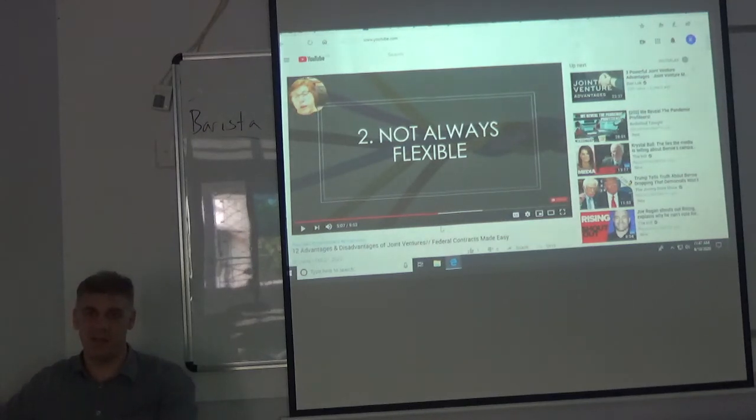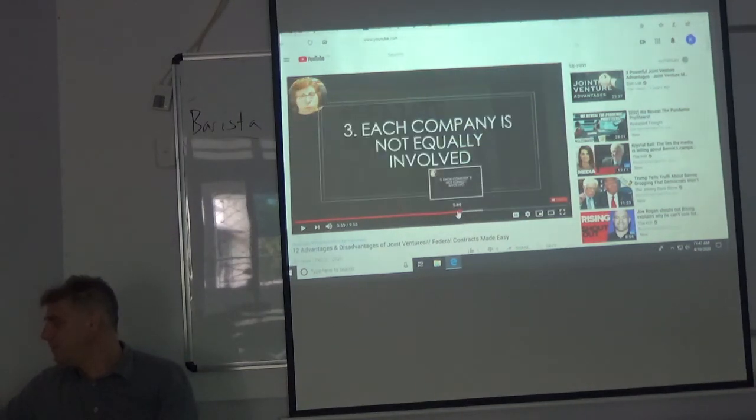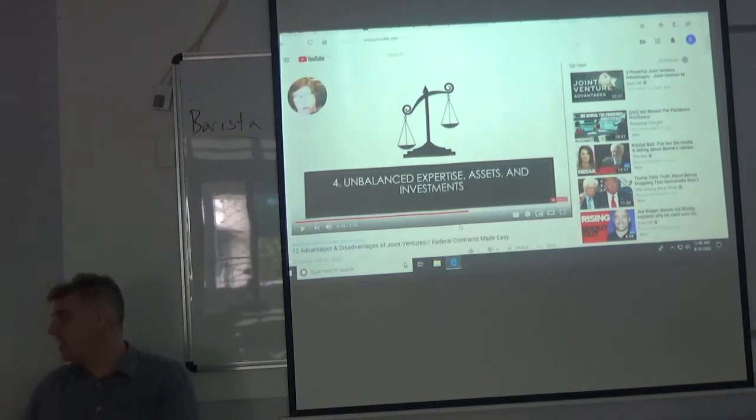Well, they have more flexibility than the main companies because they are new and they get to establish their own rules and customs and culture within that business from the beginning. So I think they can be more flexible. Each company not equally involved. That could be a result of time, but it also could be part of the design of the joint venture, that some parts of the operation are run by one company rather than another, so I don't think that's necessarily a disadvantage. Unbalanced expertise, assets, and investments.